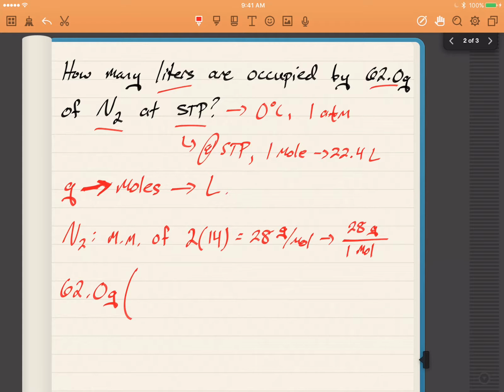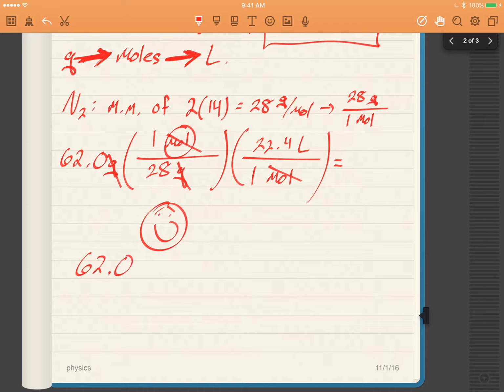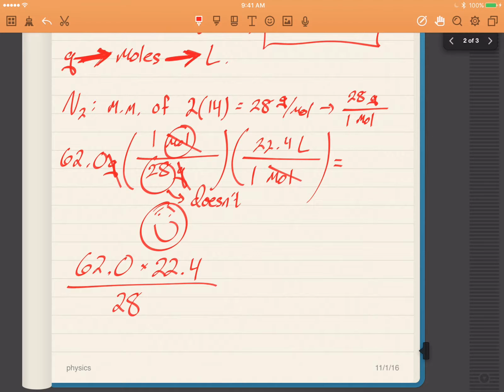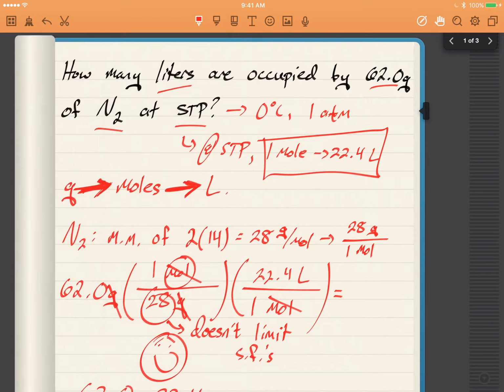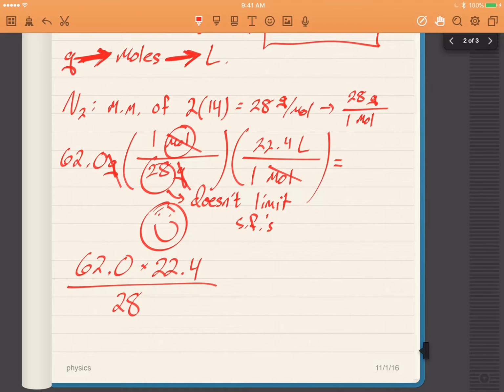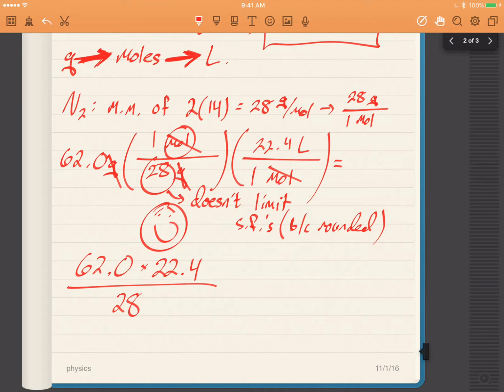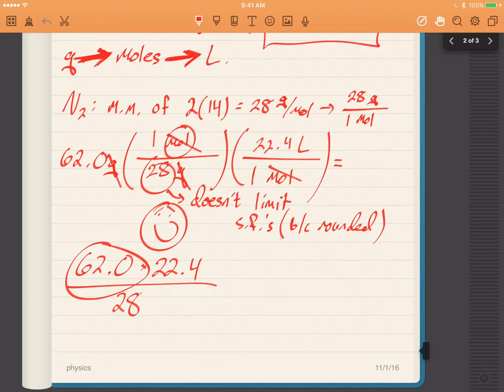So now get out your calculators, kids, and this is going to be, I'll write it, 62.0 times 22.4 divided by 28. And I'll say that doesn't limit significant figures because it's from the periodic table, and we usually don't use that for sig figs, but also I rounded it. So we're going to be using 3 significant figures here.